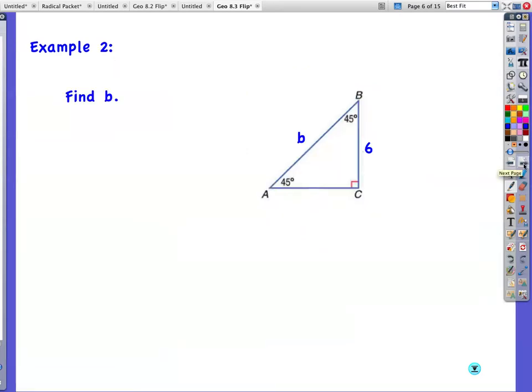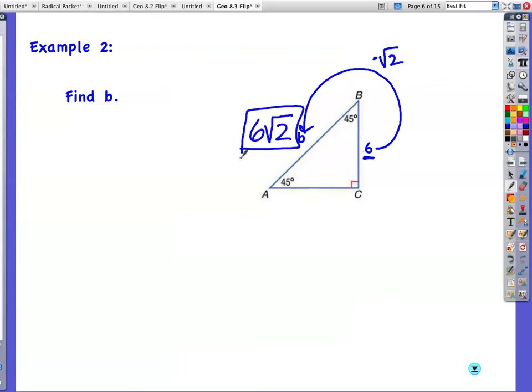In example 2, we're going to go the other way. We have the leg, which is 6, and what do I have to do to find the value of b? I have to multiply it by square root 2. So here I go, 6 square root 2. Done. If you need to, what's the other leg? 6. All right, they're not all going to be that easy, but it gives you the setup that you're going to follow.